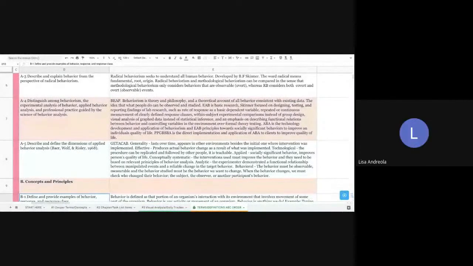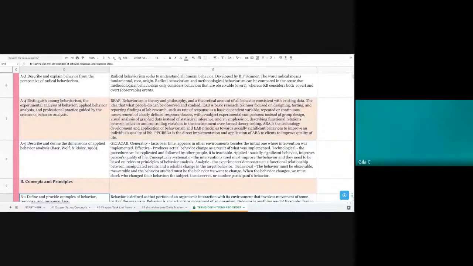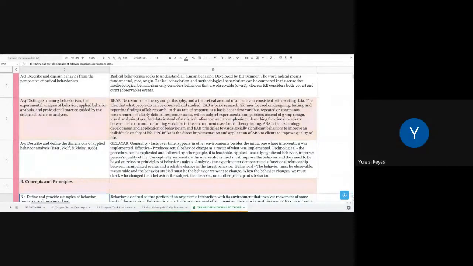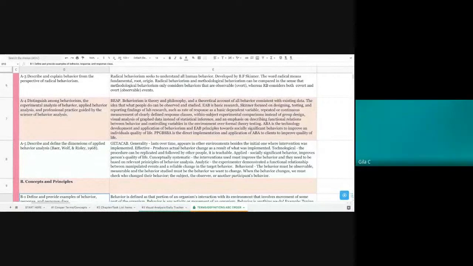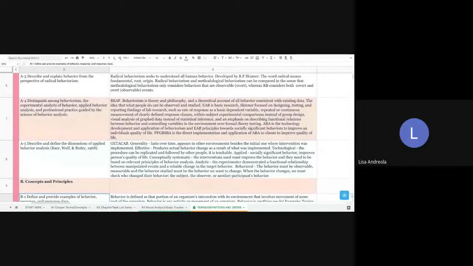The topographies can be different as long as the response is the same. Which is topography of response class, right? Yeah, they can look different, but they have to serve the same function. So like pressing the lever, the lever could be in the bedroom or the lever is green, you're still pressing it. Things are different, but you're still pressing the lever.